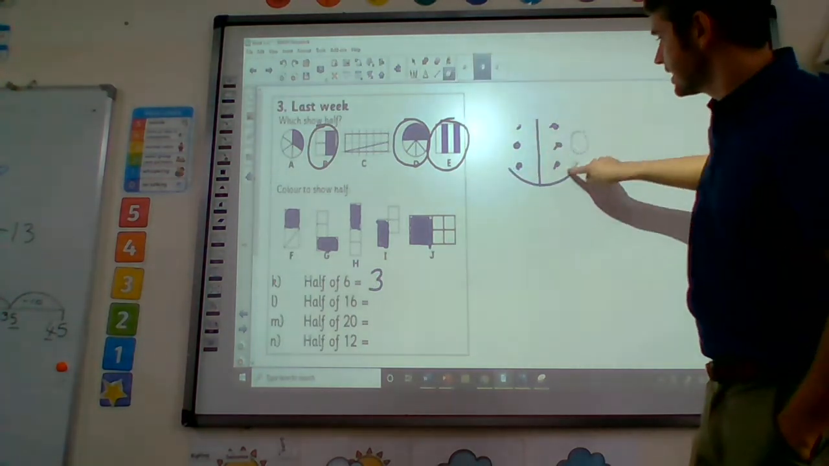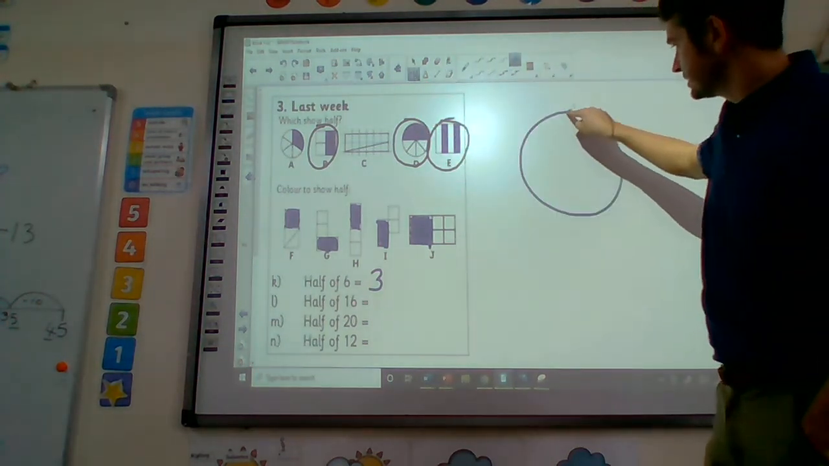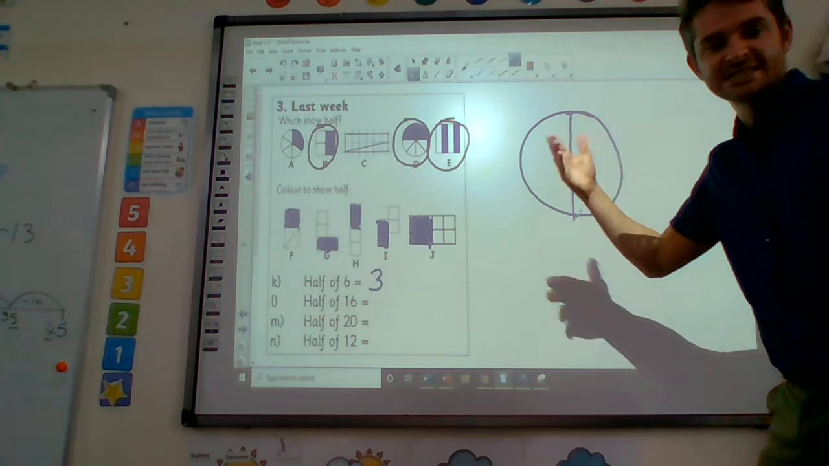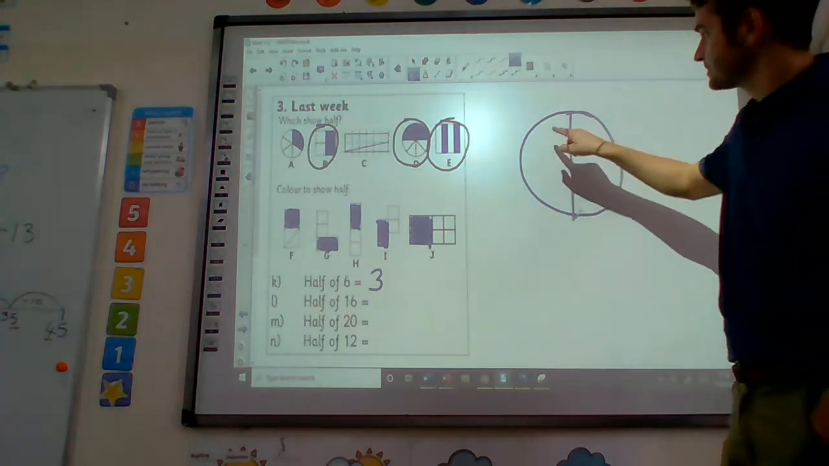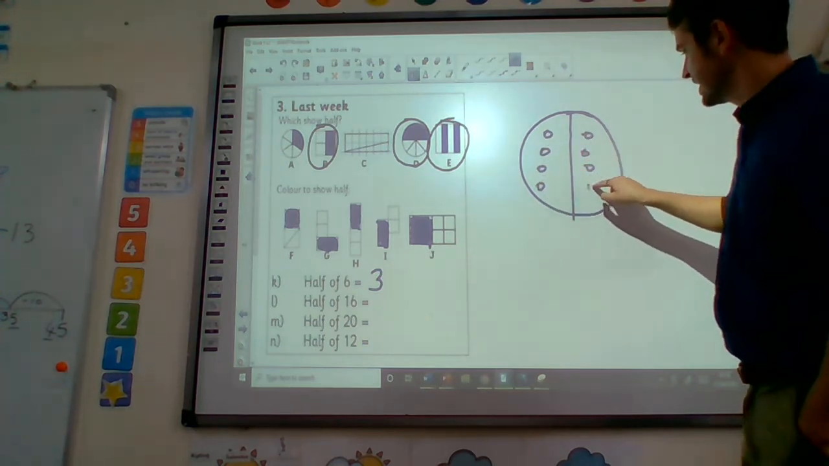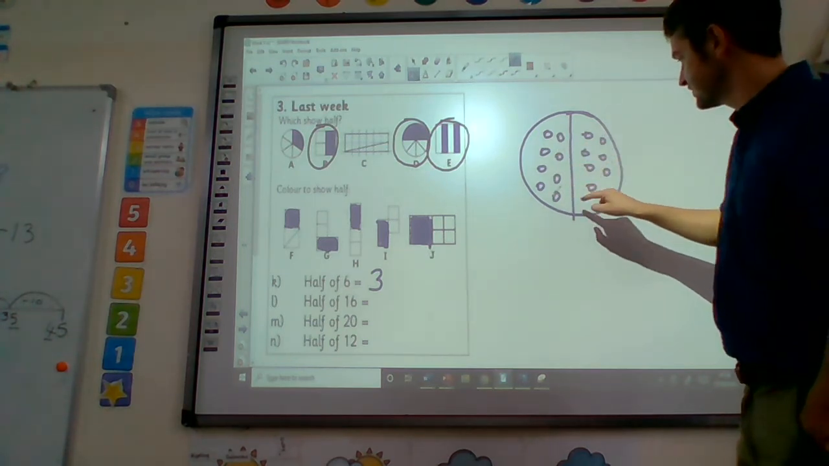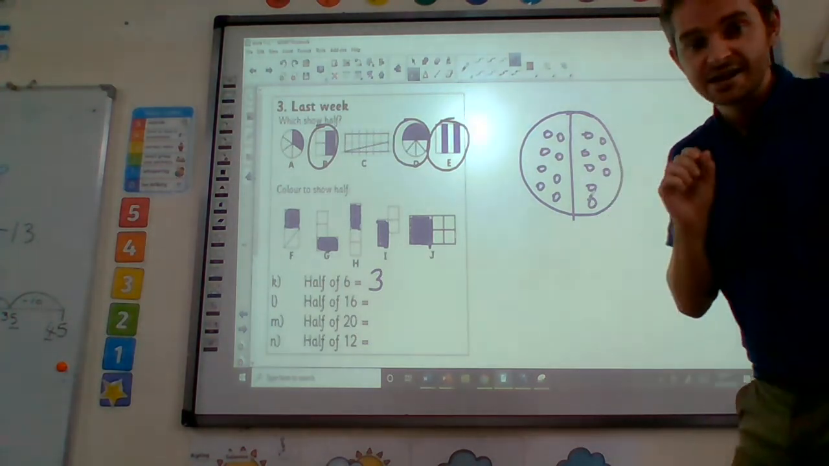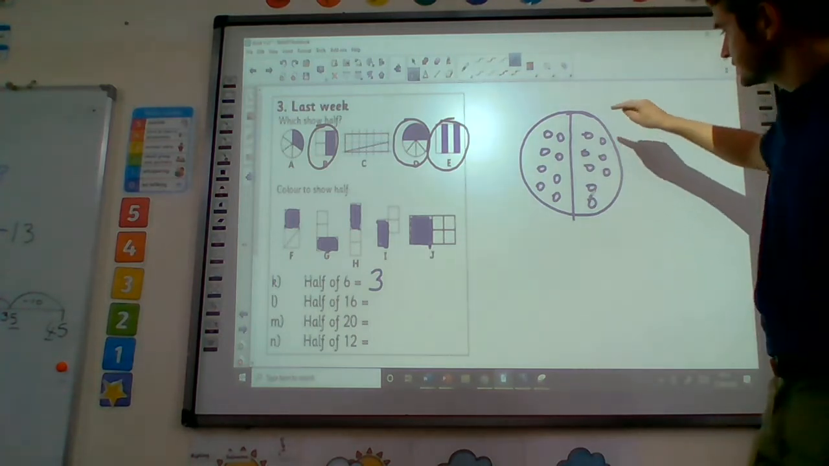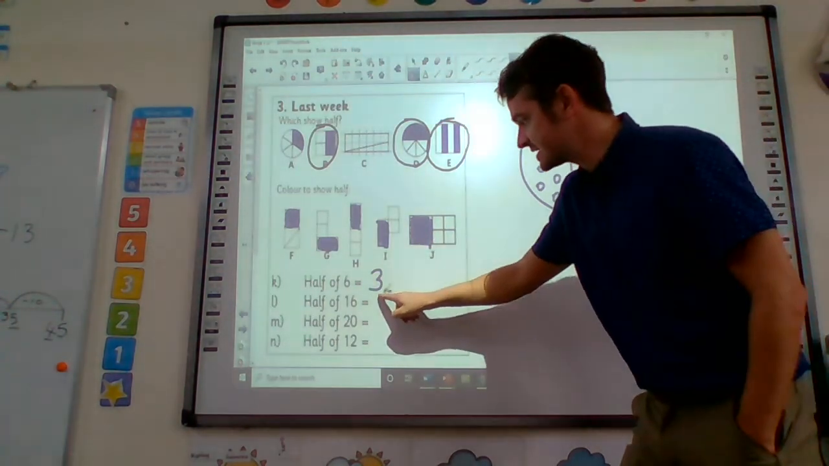Okay, I'm moving on to L, M, and N. Half of 16. Here's my pizza. Cut it in half, half for me, half for you, and I'm going to share 16 slices of mushroom, I think, on this one. 1, 2, 3, up to 16. Now I'm going to count. 1, 2, 3, 4, 5, 6, 7, 8. I'm just going to check that they're equal. I'll count this side too. 1, 2, 3, 4, 5, 6, 7, 8. Yes, 8 here, 8 here. Half of 16 is 8.